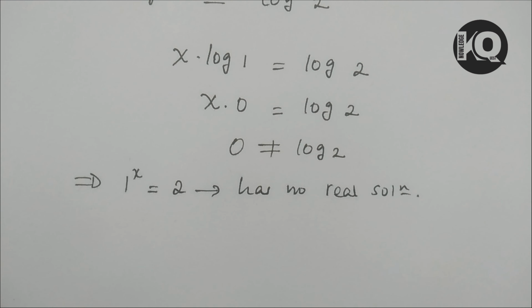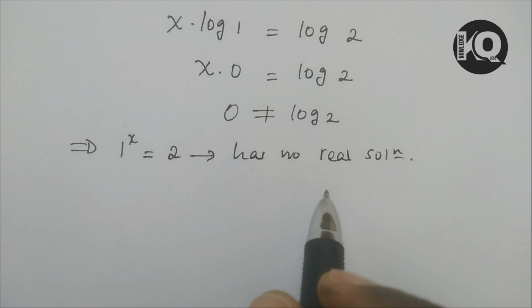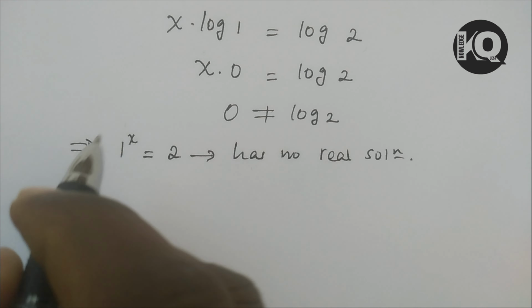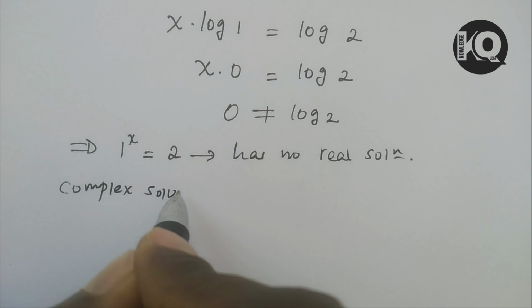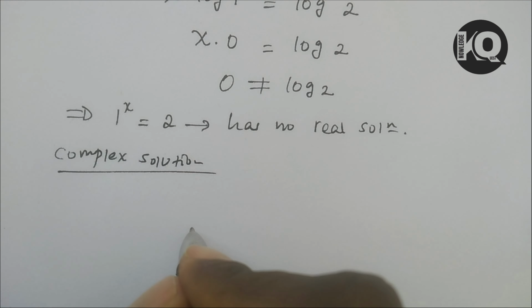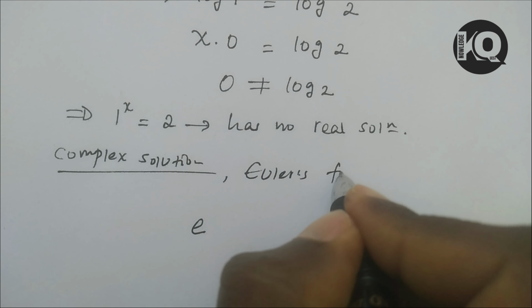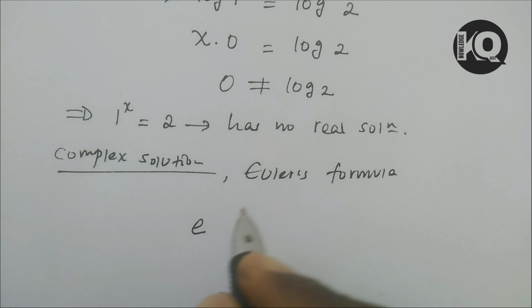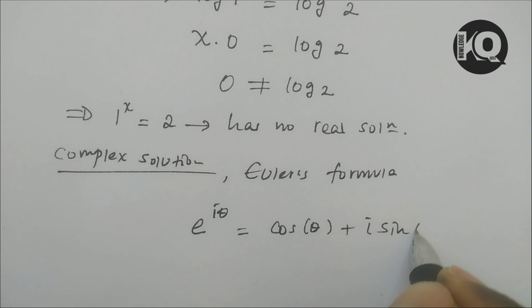But we can find the complex solution for this equation, thanks to Euler's formula. So by using Euler's formula, e to the power of i times theta is equal to cos of theta plus i times sine of theta.